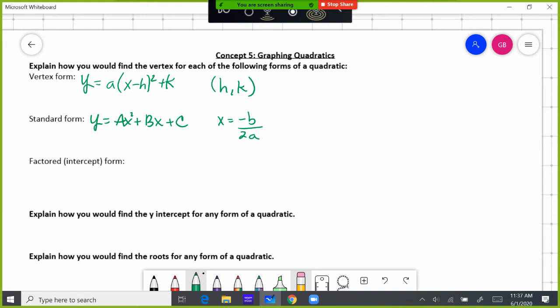And if it's in factored form, for example, if it's in factored form, you just find the middle of h and k. So you would add h plus k and divide it by 2. And that'll give you the vertex.